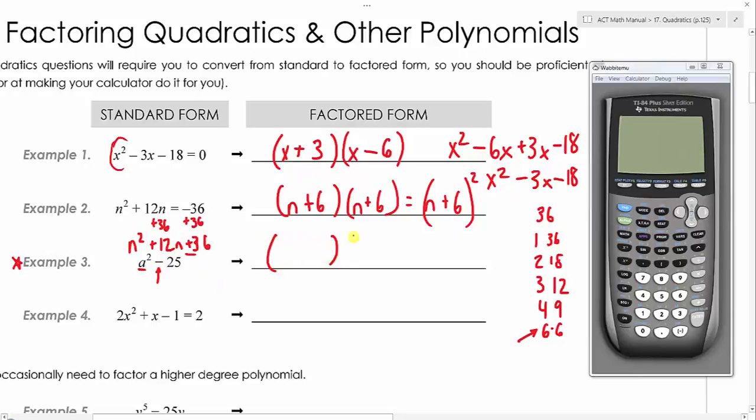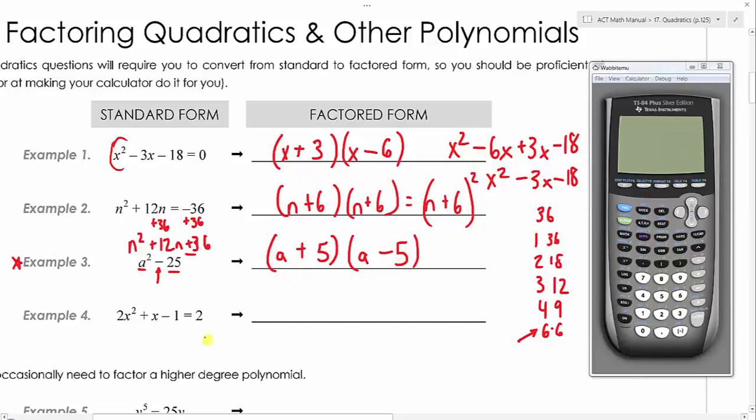Basically what you're going to have is your two sets of factors. You're going to have the square root of the first term, so the square root of a squared. You're going to have the square root of the second term, so the square root of 25, and then you're just going to have one plus and one minus. Most students, again, are fairly confident with that. They do remember how to factor a difference of squares, but that's how you do it.